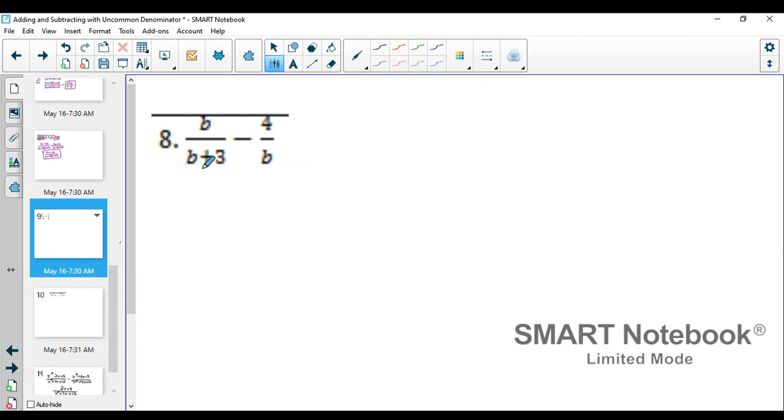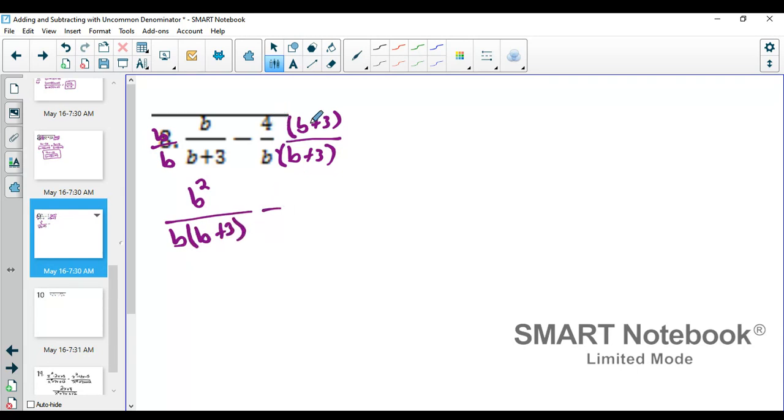So once again, there's not a way to multiply to make a common denominator. So you're just going to multiply by the opposite. So this one you're going to multiply by b over b. And this one you are going to multiply by b plus 3. So b times b is b squared. And then just leave this as b times b plus 3. Then minus, and then distribute the 4. So we have 4b plus 12 over b plus 3.